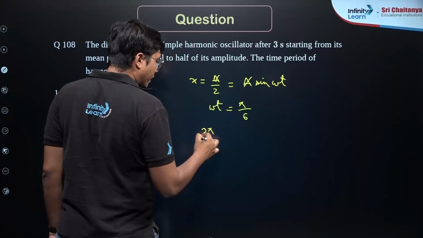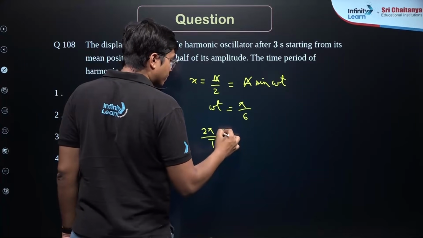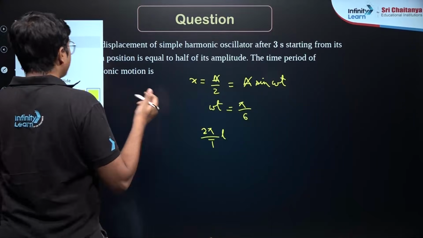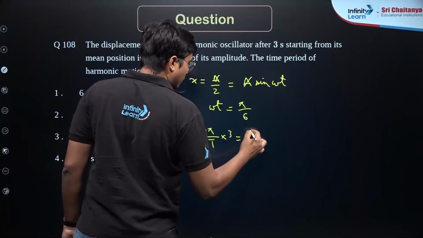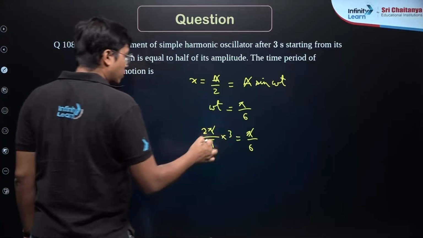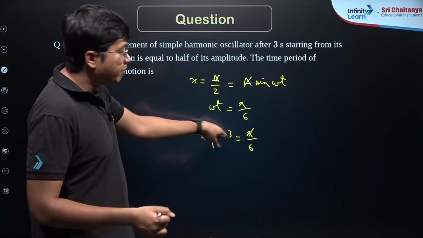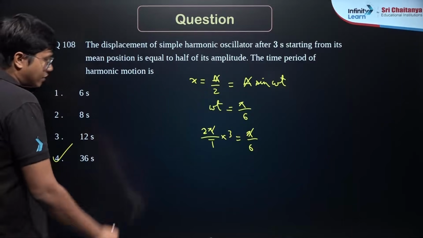Omega is 2 pi over the time period. The time, by the way, is given in the question to us as 3 seconds. That's a pi by 6. Take the pi's out. You have T is equal to 6 multiplied with the 6. The answer is 36 seconds.